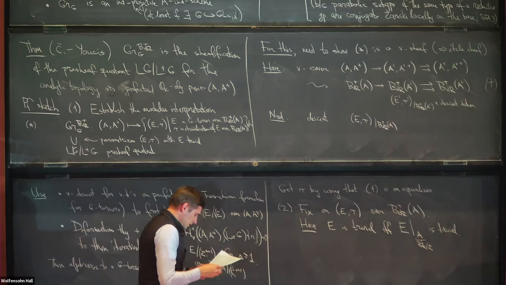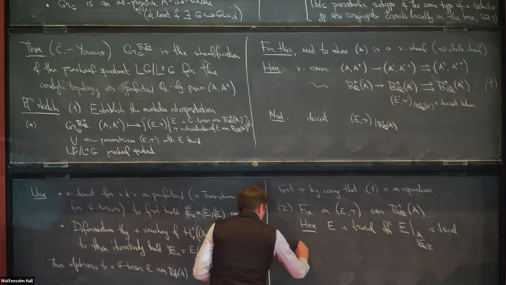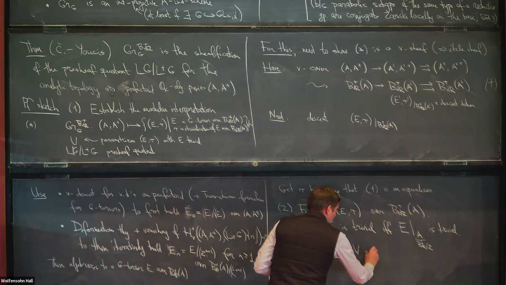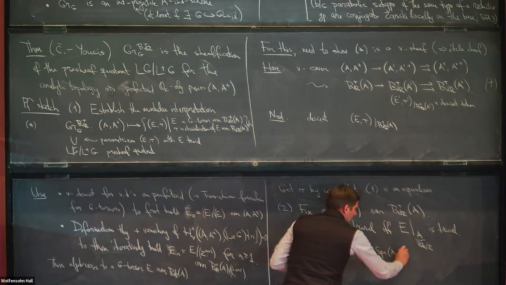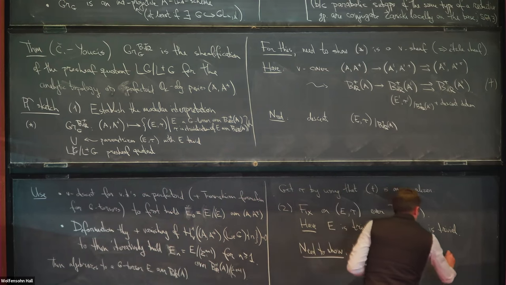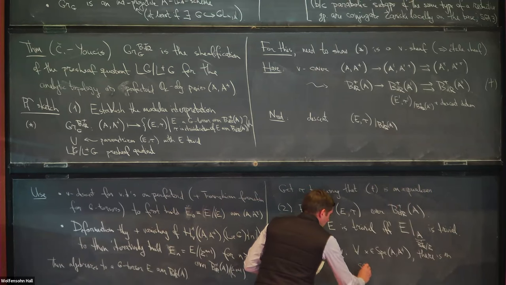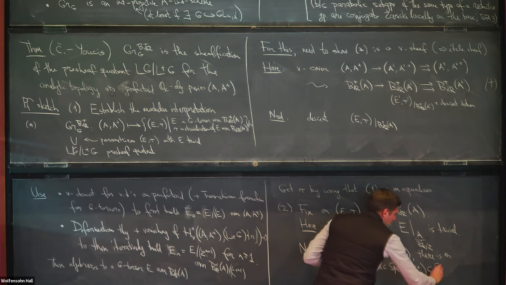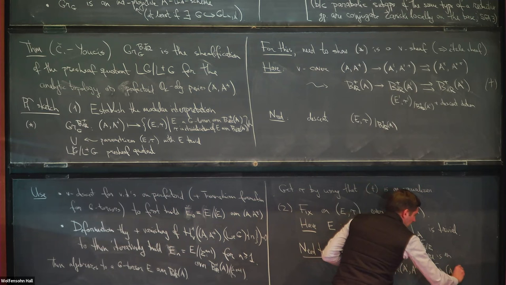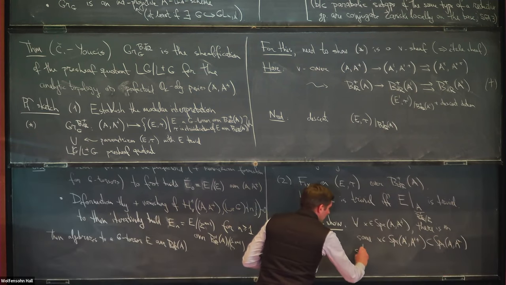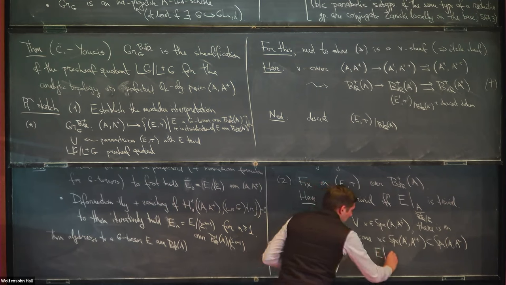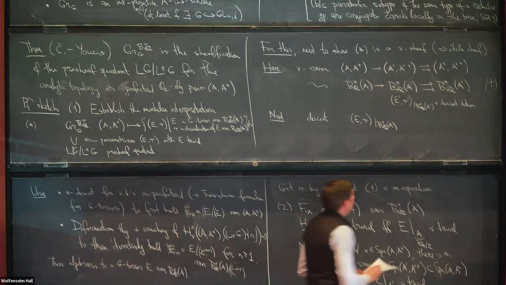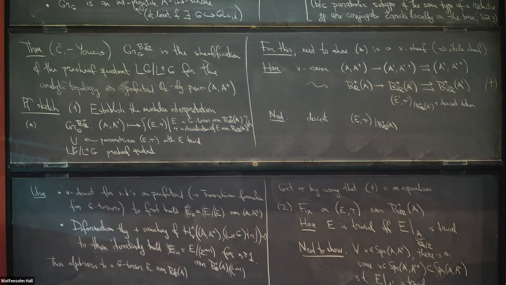And we need to show that this happens Zariski analytic locally on the base, on A rather. So we need to show that for every x in the Spa of A plus, there is an open neighborhood, some open Spa A prime plus in Spa A plus, such that E restricted to A prime is trivial. So we wish to trivialize this E analytic locally on A.